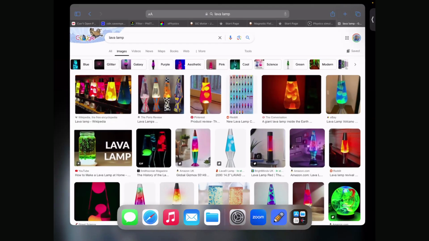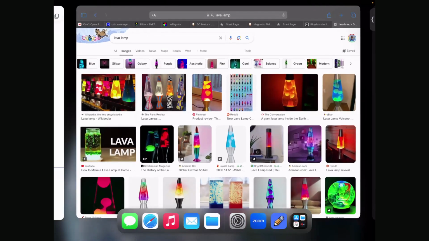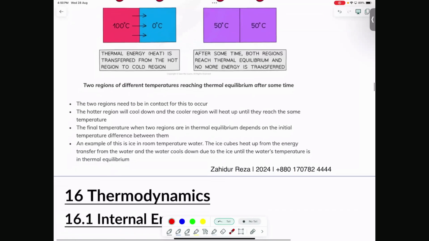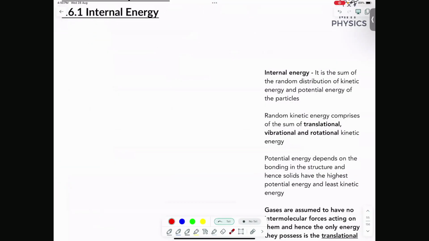Convection is not related, right? Because low density will cause it to rise up. Okay, let's move on to the next topic.